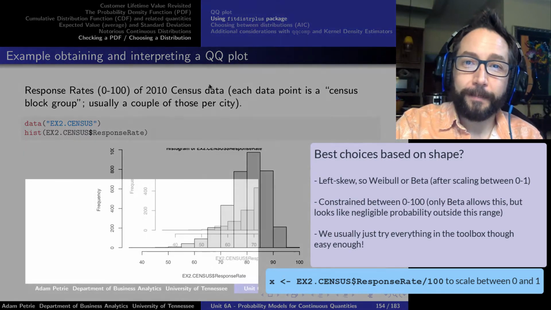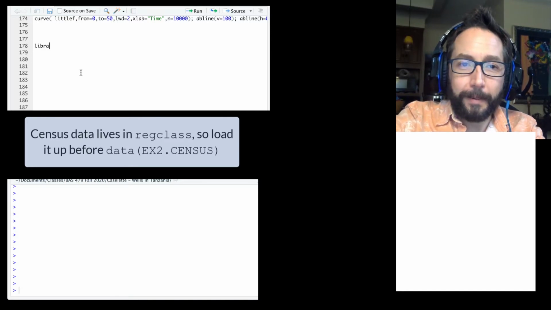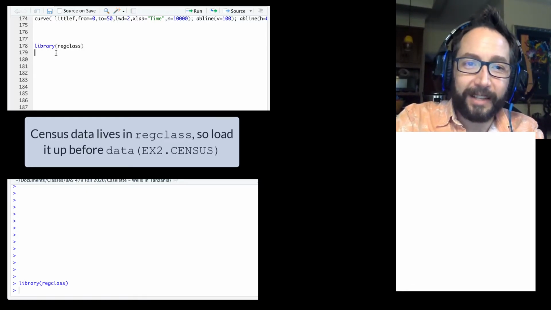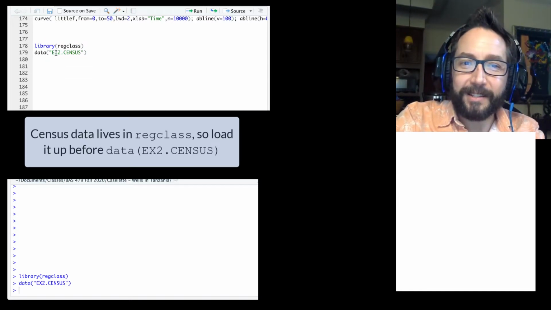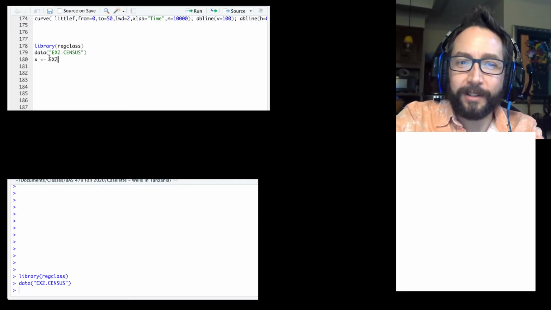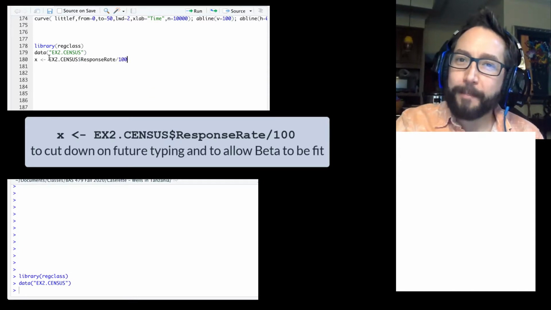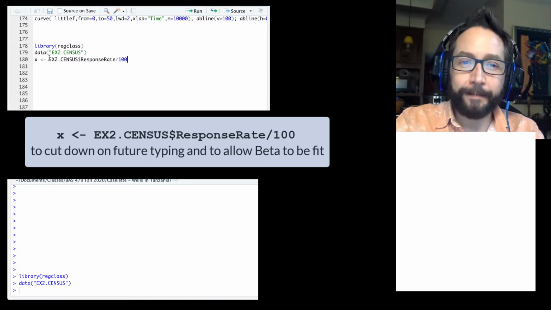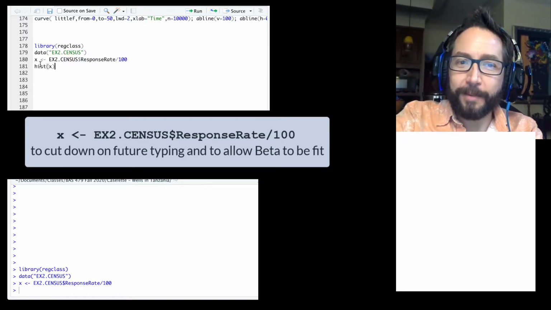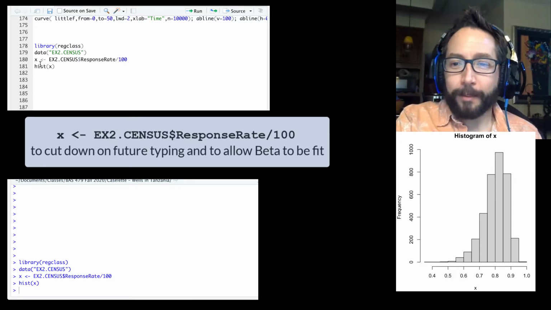So let's just head on over to R and load up this data set. This data set lives in the reg class library, and we want to load up ex2.census. Once that's loaded up, just for convenience, I'm going to extract out the response rate column. I'm going to divide that by 100, so the numbers go between 0 and 1, the natural domain of the beta. And this was the histogram that we had just looked at here. So left-hand skew, maybe Gumbel, maybe beta.